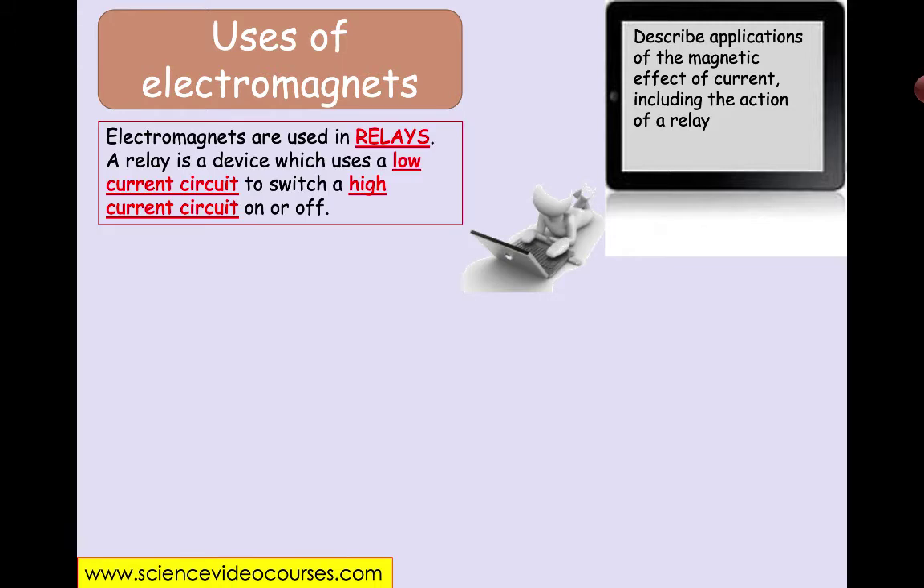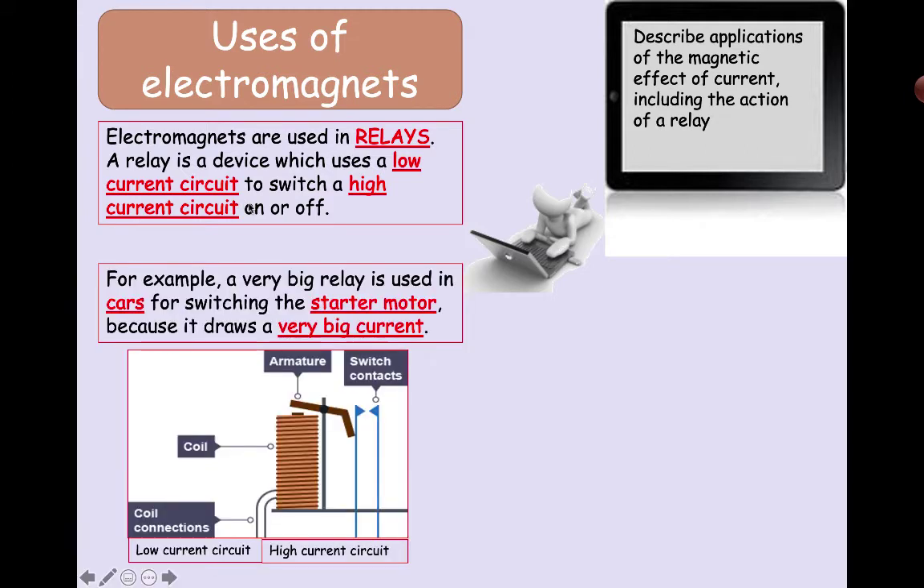Many ways, quite surprising. Electromagnets are used in relays. Now a relay is a device which uses a low current circuit to switch a high current circuit on or off. And a really good example of this is in a car. For example, a very big relay is used in cars for switching the starter motor. That starts the engine turning because it draws a very big current. A lot of energy is required to actually start the motor, to start turning it. So we need a big current, but in order to turn this big current on, we use a small current in a low current circuit.